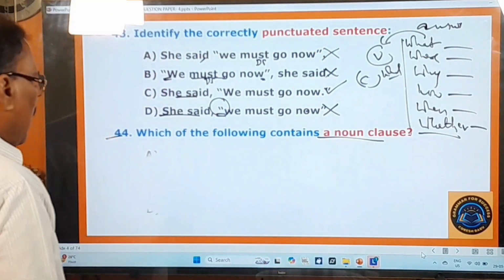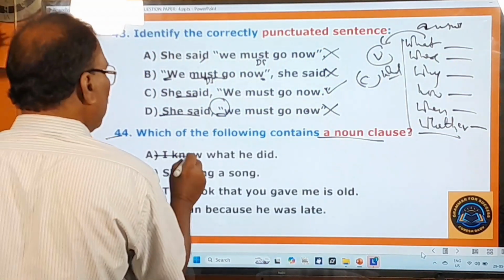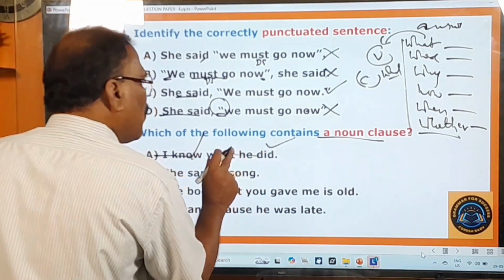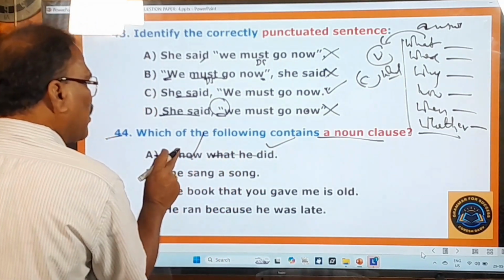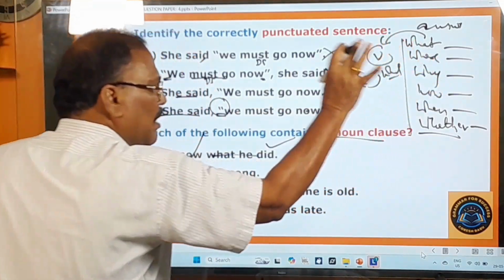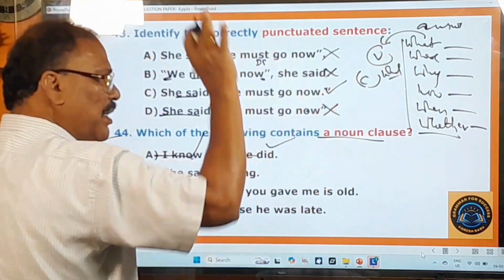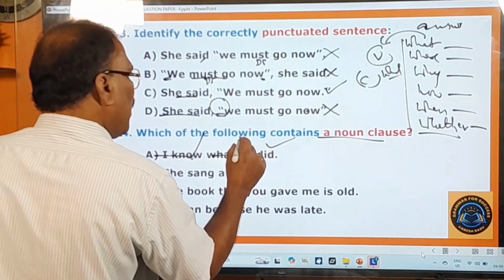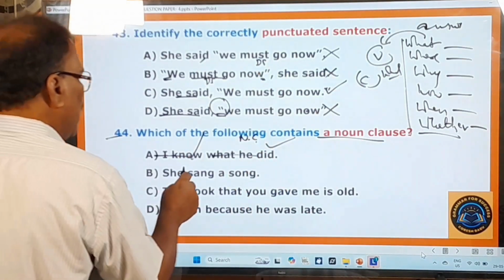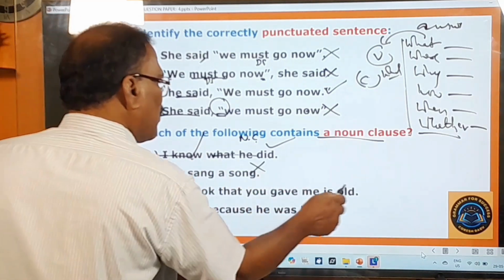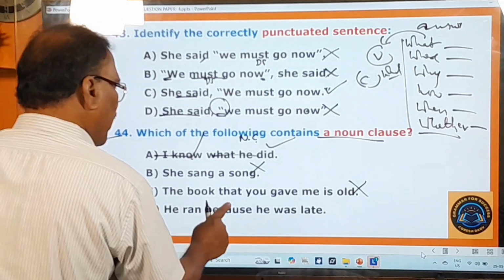Here you pay attention. I know what he did. This is the noun clause. If you ask what to the verb and an answer beginning with these words comes, then that is a noun clause, 100% a noun clause. I know what he said. So this is a noun clause. Okay, next, she sang a song. There is no noun clause at all. The book that you gave me is old. No noun clause. He ran because, no, right.